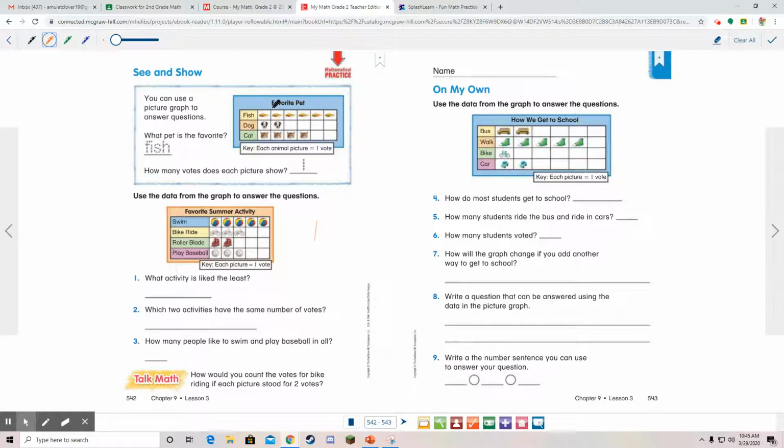So let's count. 1, 2, 3, 4, 5, 6. So 6 people voted for fish. What is the favorite pet? It would be fish. All right, so let's work on reading these graphs.